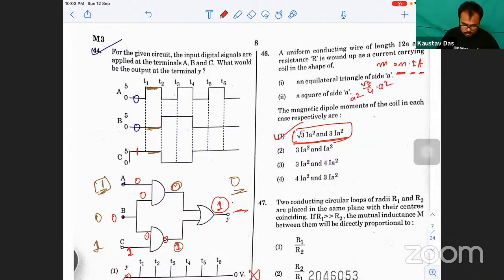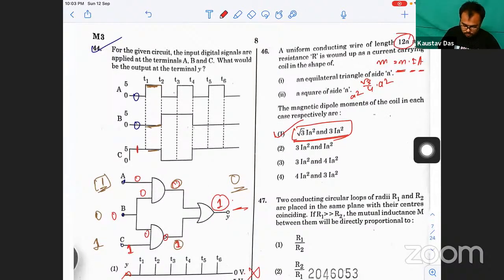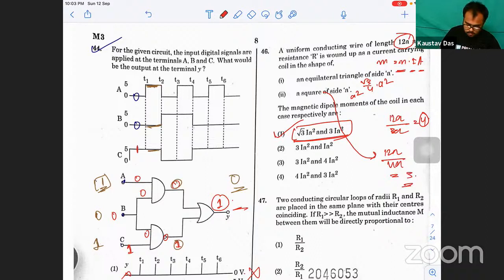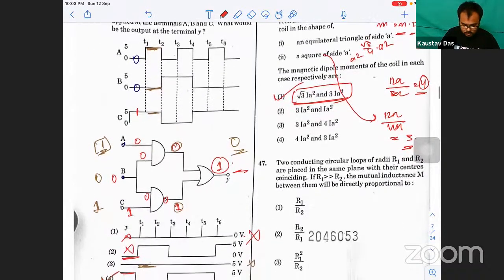And the number of loops, I will find out. The length is given as 12a. If I do 12a divided by 3a for the equilateral triangle, it gives us the value of 4. And for the square, it is going to be 12a divided by 4a, which gives the value of 3. So the number of loops we have found out is 4 and 3, and we can put the values in N into I into A, and we can get the magnetic moment answer as option number 1.